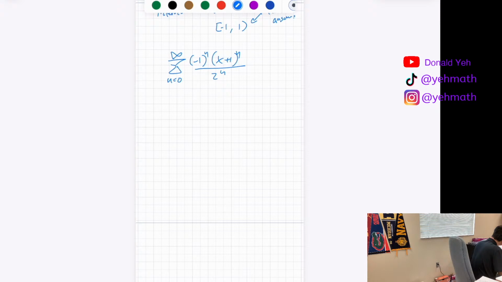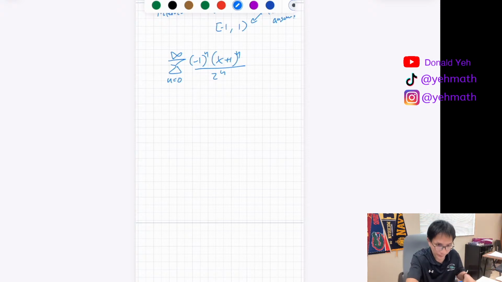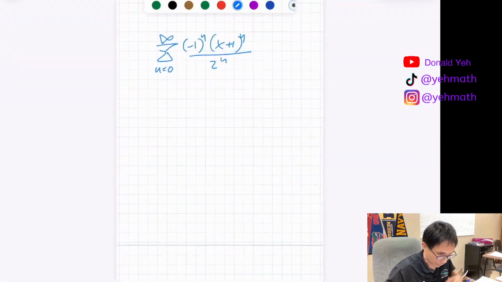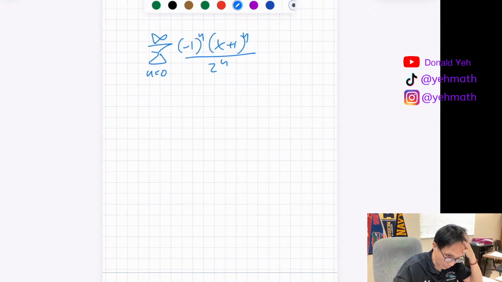I'm looking at the series. Converging down. What is the left hand side? -3.